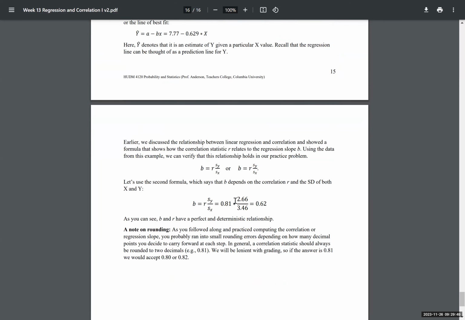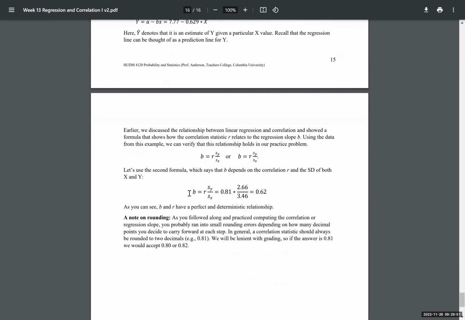The last thing we do is we just demonstrate we had that formula that tells us how b, the regression slope, and r, the correlation, are related. And you can see in this example that you just plug in these numbers and you're getting the same thing.